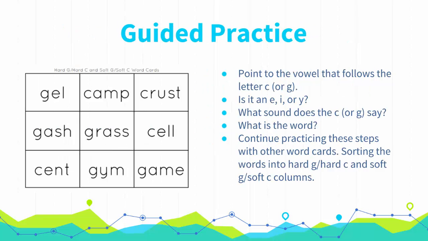The next part of the lesson is the guided practice. Use the provided word cards to practice reading words with a hard or soft C and G, remembering to sort the words as you go. Walk students through the same steps you modeled with the word cards gel and gash.